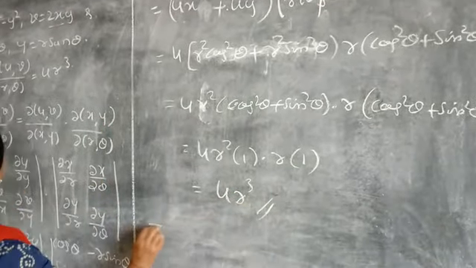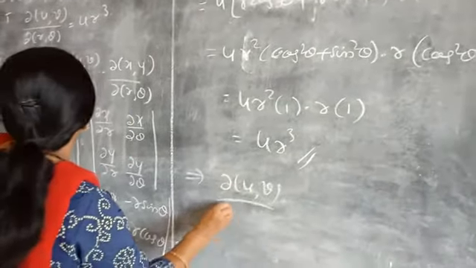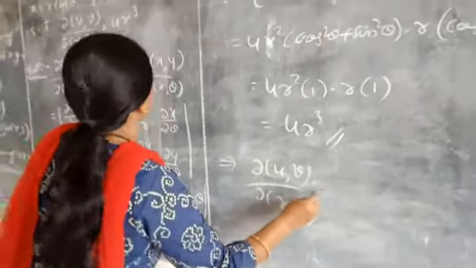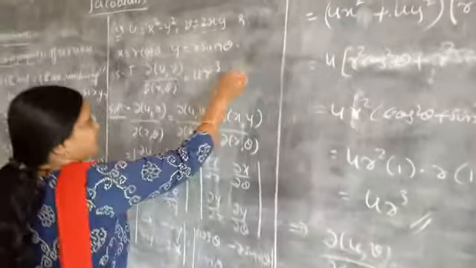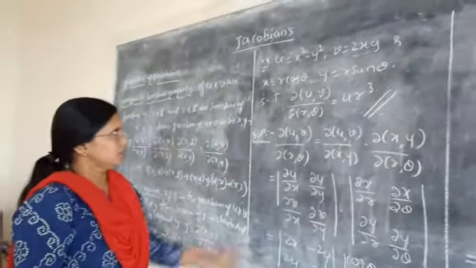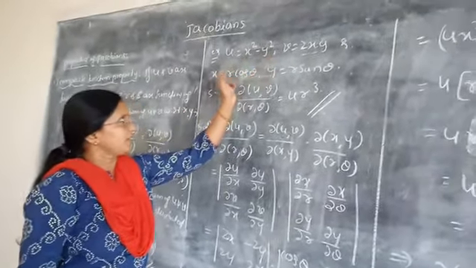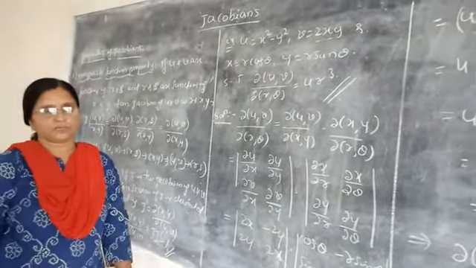So this implies that ∂(u,v)/∂(r,θ) is equal to 4r cube. This is the required result for the given u and v, where u and v are functions of x and y, and x and y are functions of r and θ. So this is the example on a composite function.